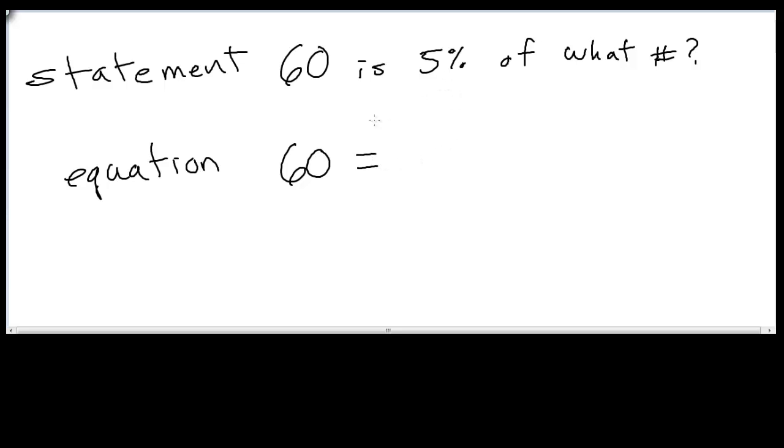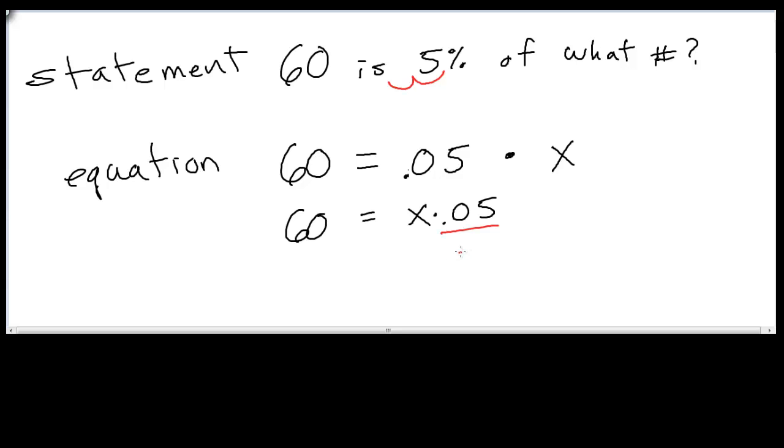5% I want to include, but I can only include it as a decimal, so I need to change it to a decimal form. Move my decimal point 2 spaces to the left. Give me 0.05. Of becomes multiplication. What number is my variable, so I'll call it x. So I'm really looking to solve the equation 60 equals x times 0.05. If I'm going to solve for x, I need to get rid of 0.05. So I'll divide each side by 0.05. I'll end up with 1200. So we say 60 is 5% of 1200.